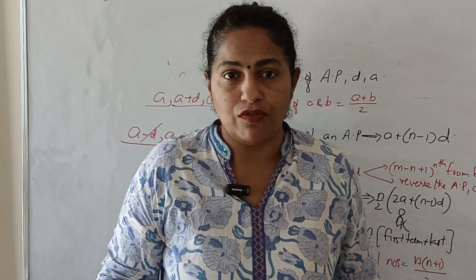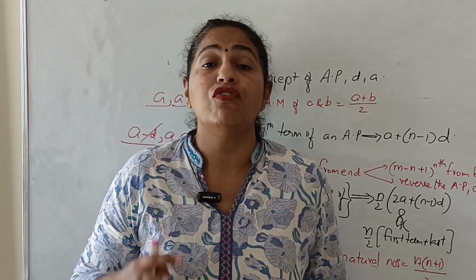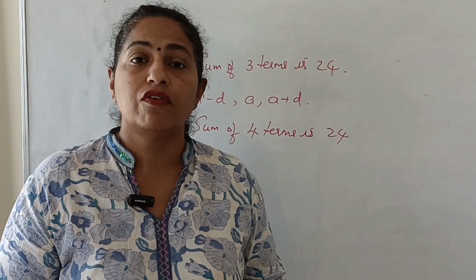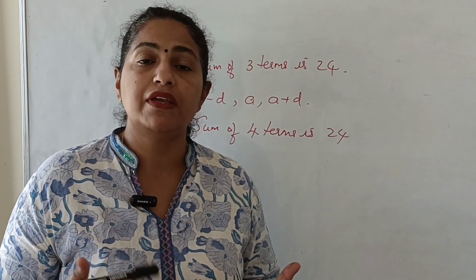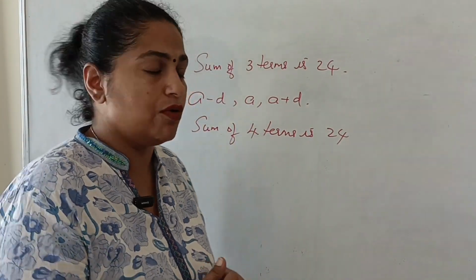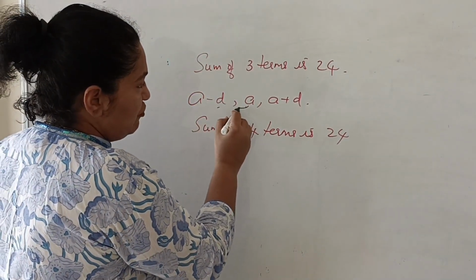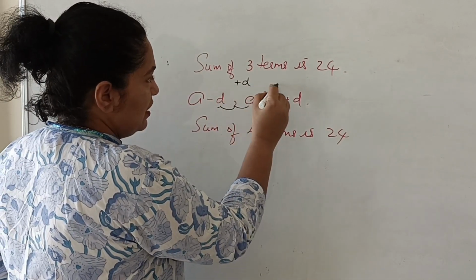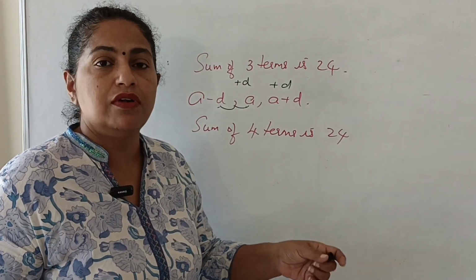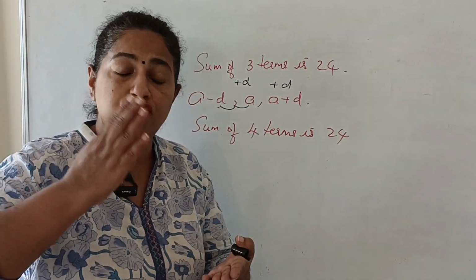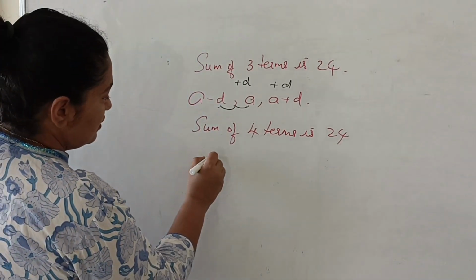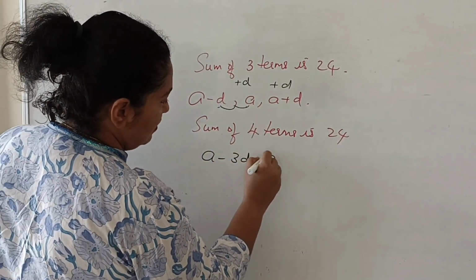Suppose there are an even number of terms. They are asking you the sum of 4 terms of an AP is 24. How do you take it? So when somebody tells you the sum of 3 terms of an AP is 24, this is how you take it. The reason being, I told you, D will get cancelled out. And the common difference between each of these terms is D. Correct. Now, the sum of 4 terms is 24. Again, when we are choosing the terms, we should choose it in such a way that D will get cancelled out. So, the choice of terms will be A minus 3D, A minus D, A plus D and A plus 3D.